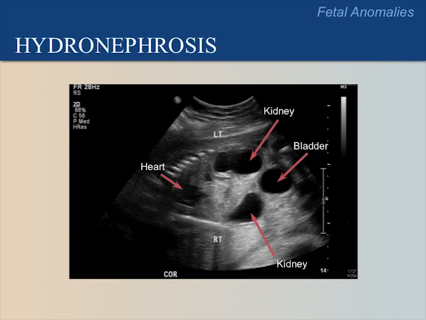First, we see the heart underneath the ribs. Both kidneys have hydronephrosis, but in this case, the pyramids and ridges are difficult to see because the condition has gone on for a longer period of time. Nearly all of the normal kidney tissue was destroyed. The bladder is the structure located closest to the baby's feet.